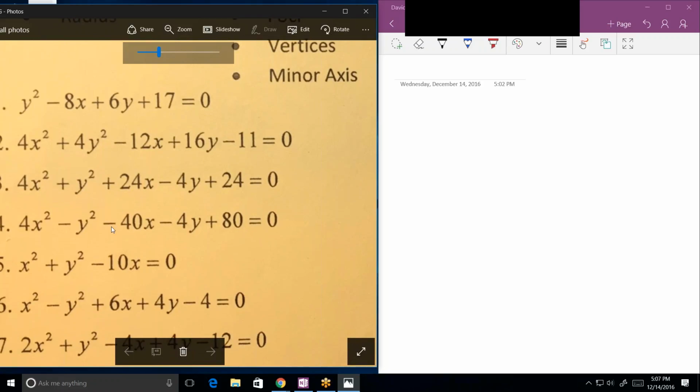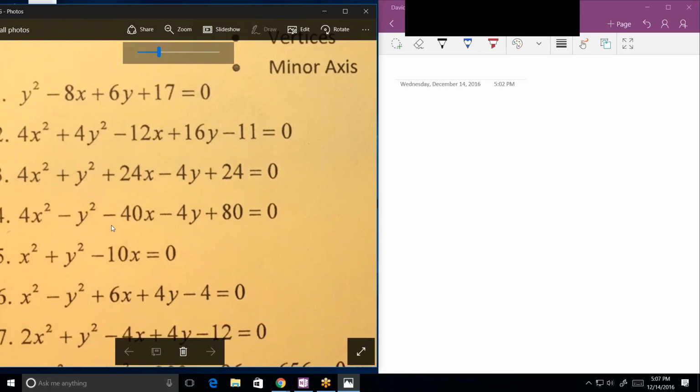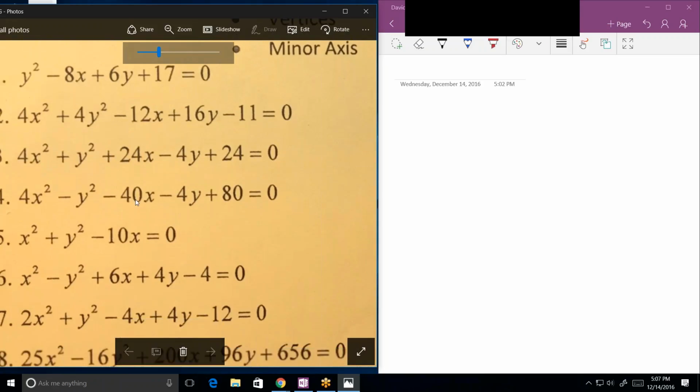We'll go back and do these. I'm not trying to not do them. I just want to get you to a point where you can recognize what it is just by the polynomial. Number four, notice that there's subtraction going on between the x and the y squareds. That's a hyperbola, and it's a vertical hyperbola. If it's x squared minus y squared, that's a horizontal hyperbola. If it's y squared minus x squared, it's a vertical hyperbola. That's the difference. Number five, what is that?